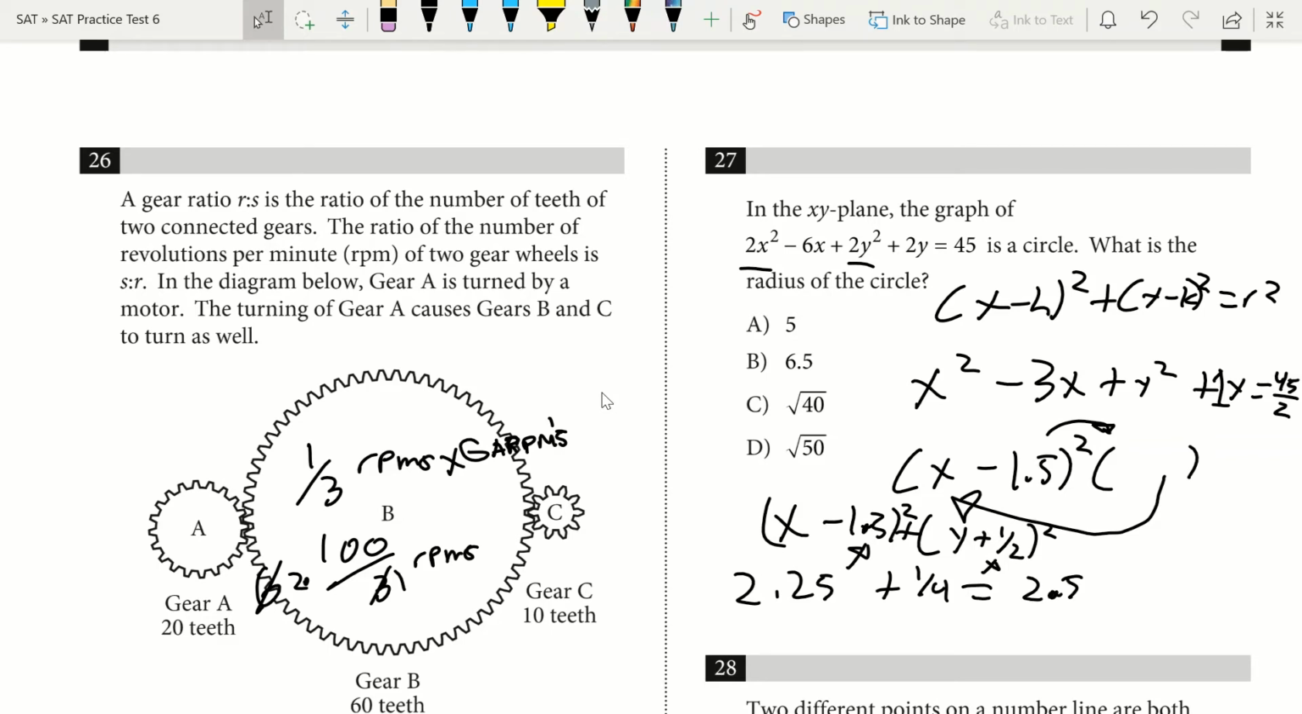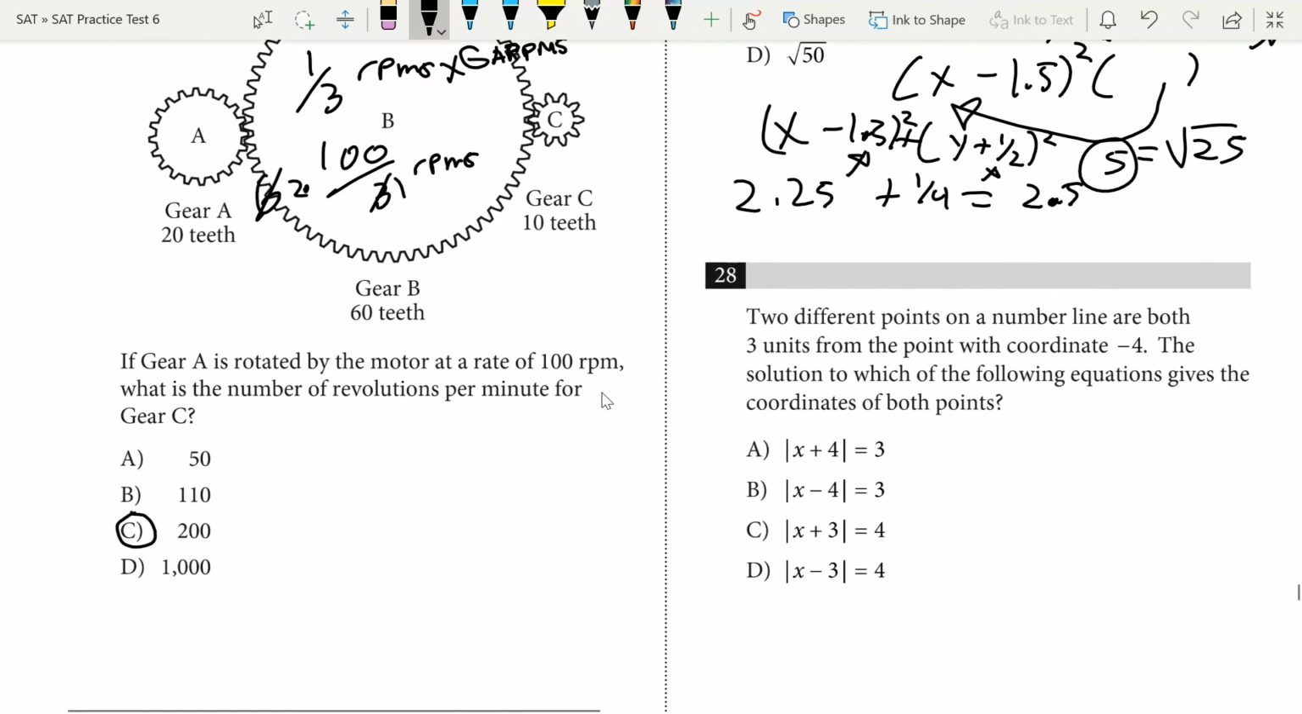I have to take that 2.5 and add it to my r squared. So when I add that 2.5 to this r squared, the first thing I'm going to do is put that 45 over 2 in my calculator. I see it's 22.5. I add 2.5 to that, and I get 25. Keep in mind that's not my answer, though. I need the square root of 25 because that is r squared, remember? So we need to square root that to get my radius. So the radius of the circle is root 25, which is 5. So my answer is going to be A.